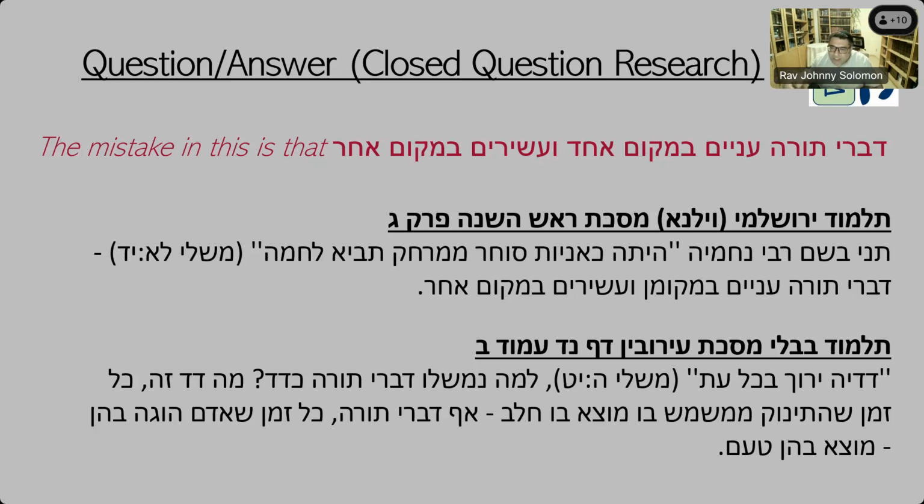And here we're saying she's like a merchant ship, from great distance she brings her wares, on which Chazal say in the Yerushalmi, Divrei Torah anim b'makom v'ashirim b'makom acher. The words of the Torah are poor in one place and they're rich in other places. What that means is, sometimes when you're researching a Torah topic, you need to look in the less obvious places in order to carry out your research.